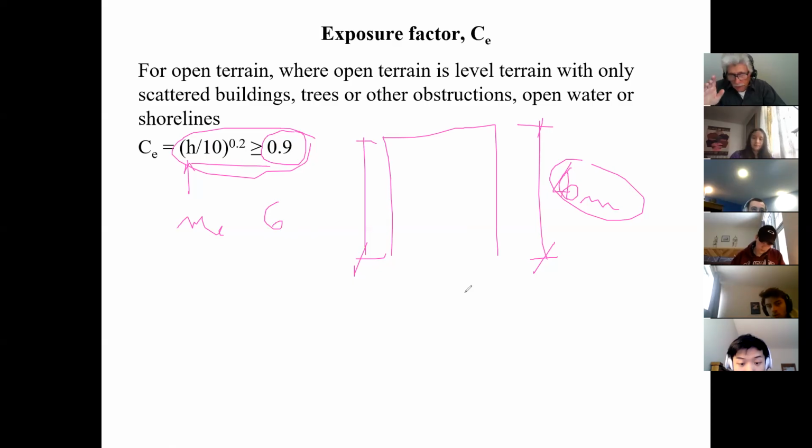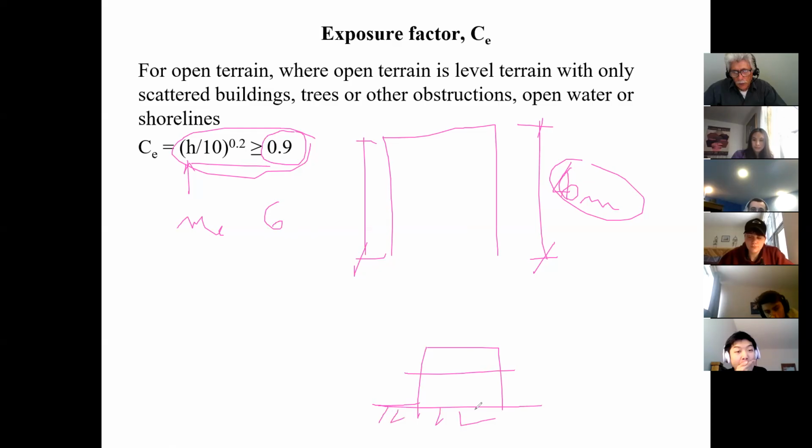0.9. Exactly. So when you're calculating the CE value, from the ground level all the way up to 6 meters, the value of CE is always 0.9. You follow? And then as you go higher up into the air, it gets bigger and bigger and bigger.